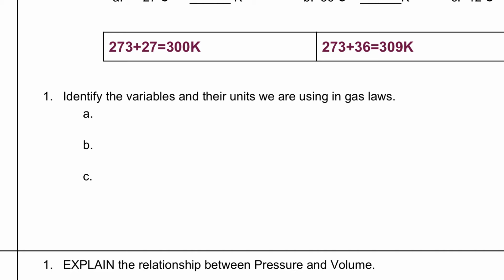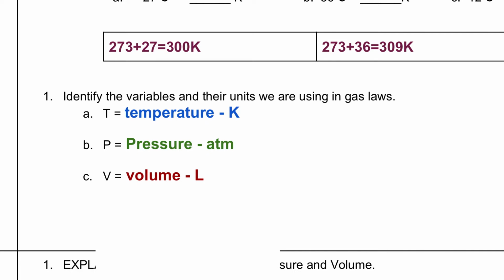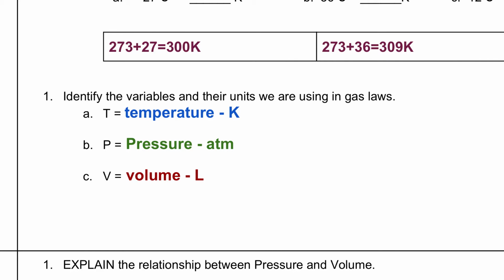This next question says, identify the variables and the units that we're using in gas laws. So T, which is temperature, and we're using Kelvin. P is pressure, and we're using the ATM, the atmosphere. V is volume, and we're using the liter.